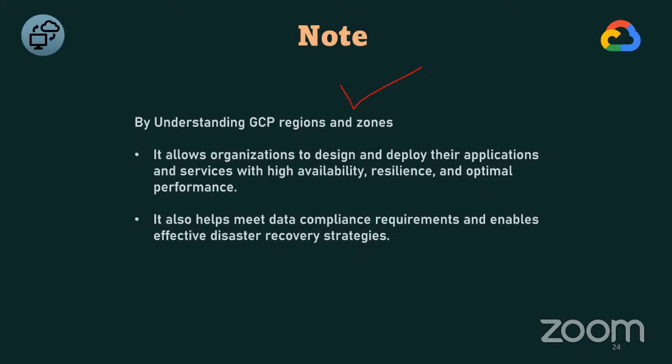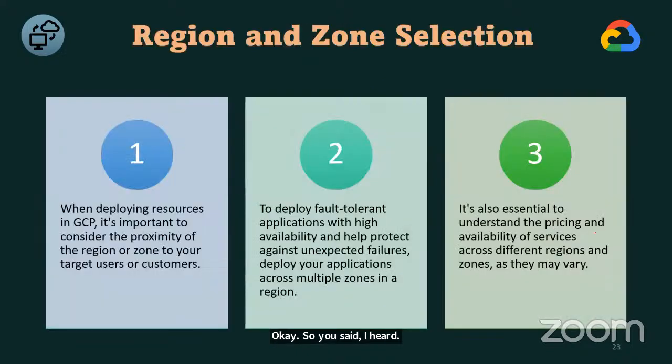Okay, so you said, I heard all your 3 points. They are valid. But second, where you said that in order to make a fault tolerant application, you need to deploy your applications in multiple zones and multiple locations. Why is that a problem?